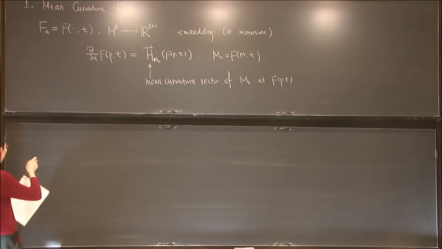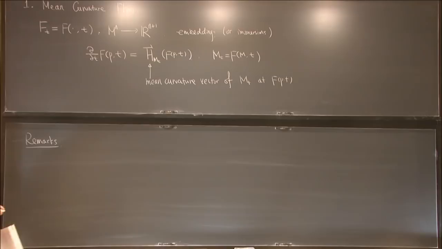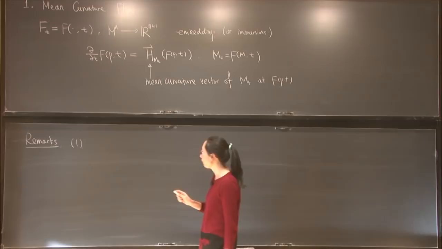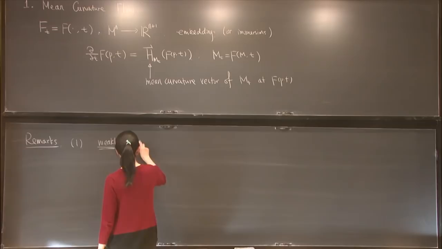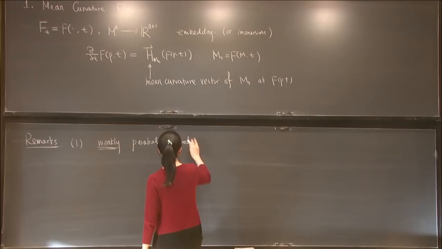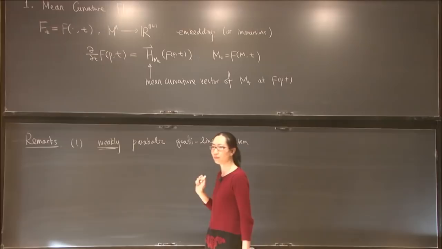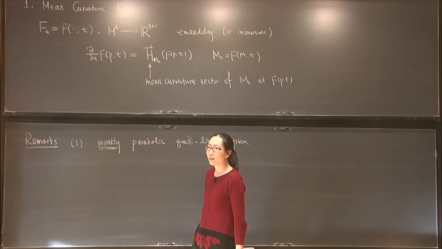Next, I want to make some remarks about this definition. First, one can show that from the view of PDE, this is a weakly parabolic quasi-linear system. The point is that it is weakly instead of uniformly parabolic, because the equation is invariant under diffeomorphism, so there is always some kernel in the symbol. So it's only weakly parabolic.